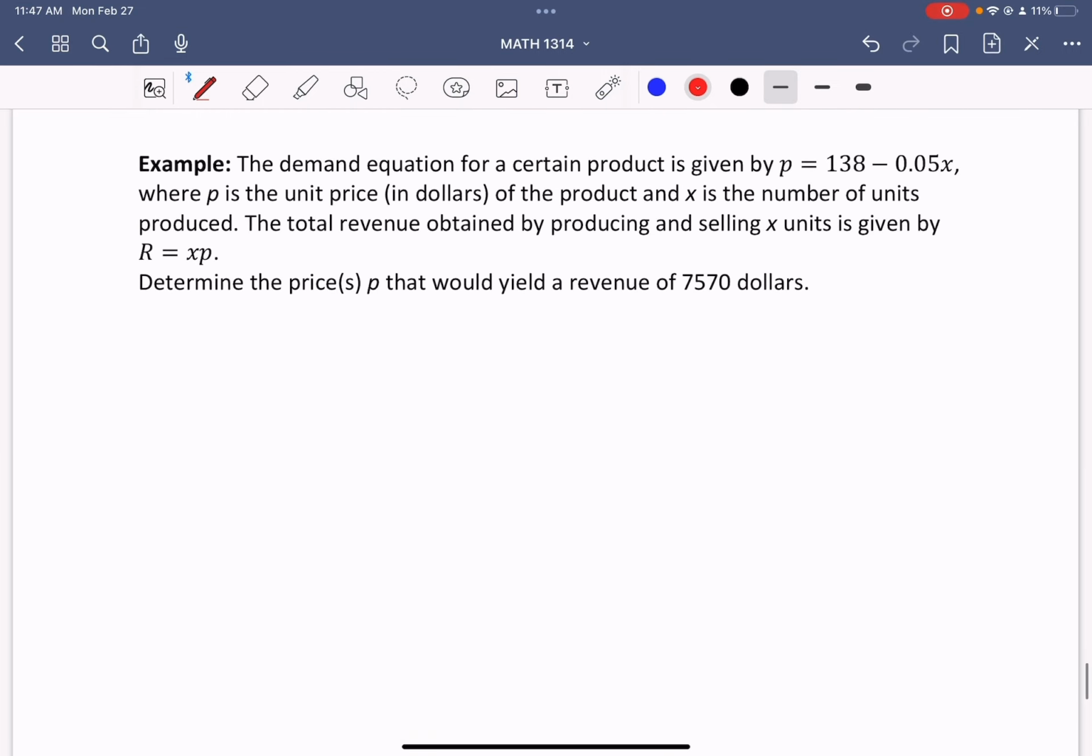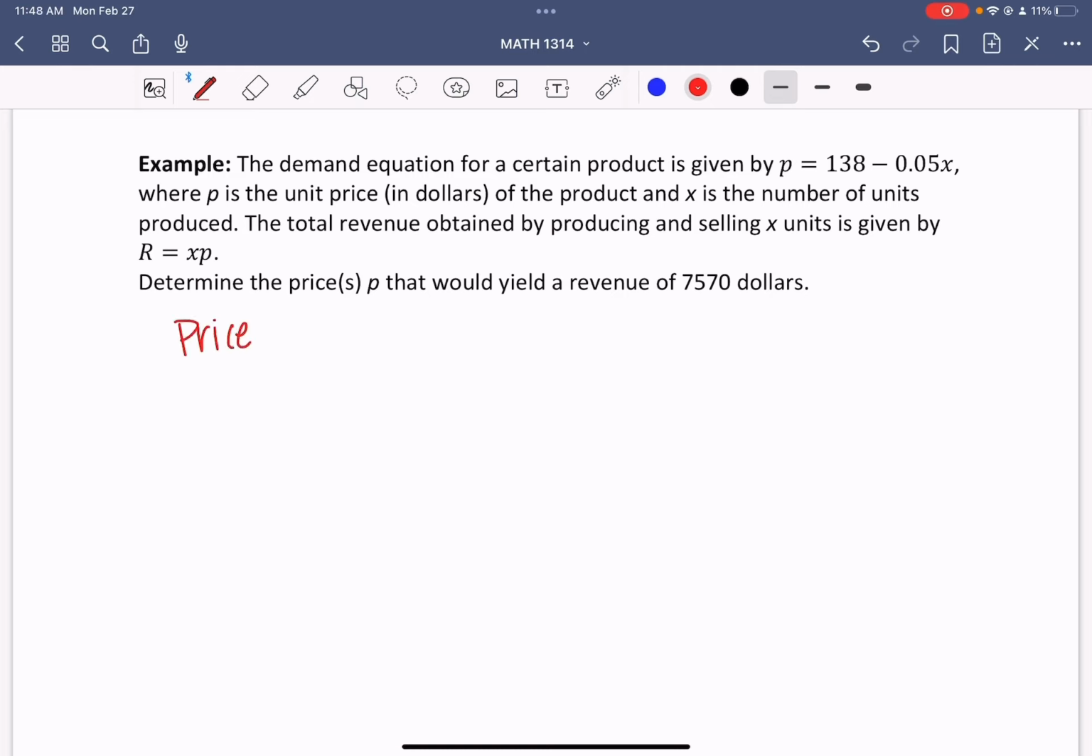It says the demand equation for a certain product is given by P equals 138 minus 0.05x, where P is the unit price of the product and X is the number of units. The total revenue obtained by producing and selling X units is given by R equals XP. Determine the price that would yield a revenue of $7,570. So let's just kind of recap that. May have lost you already.